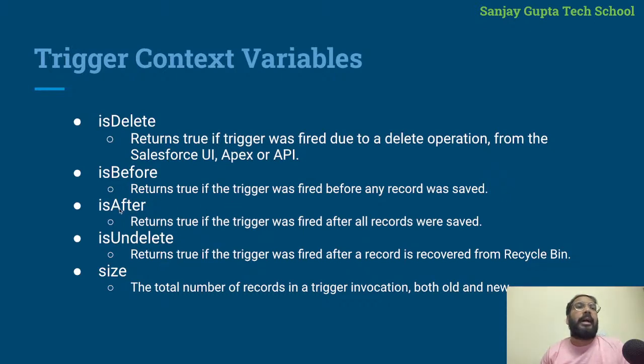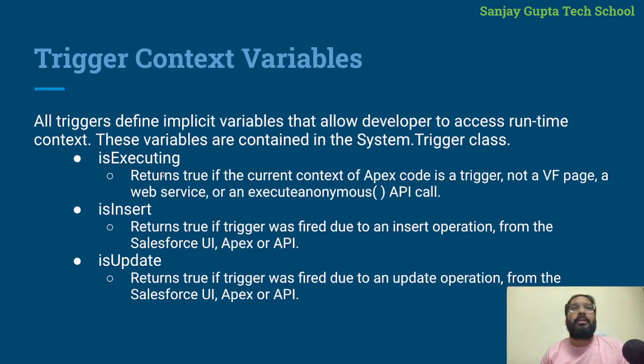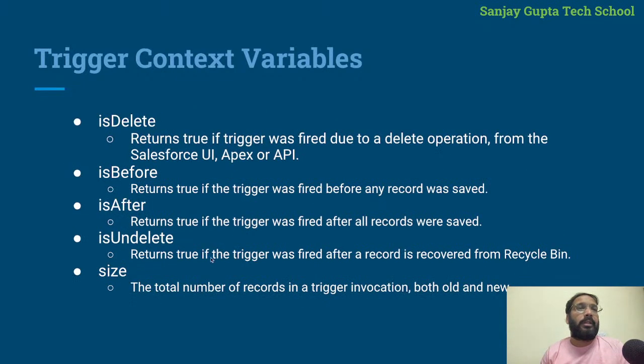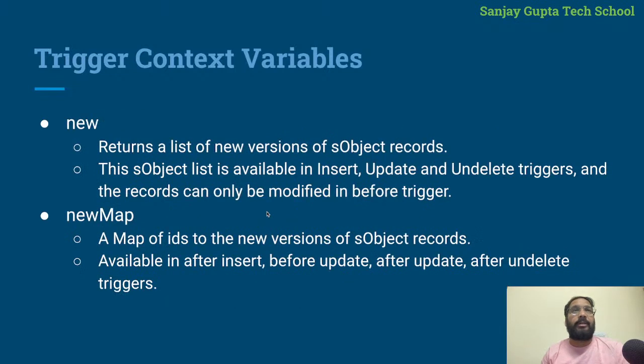So we'll be using after, before, delete, undelete, update, insert, is executing, all we will be using. We can also check the size of the trigger invocation, like how many records you have inserted or updated or deleted or undeleted, right? So what is the size of record, number of record, so that also we can check.